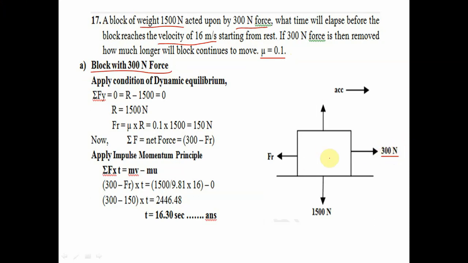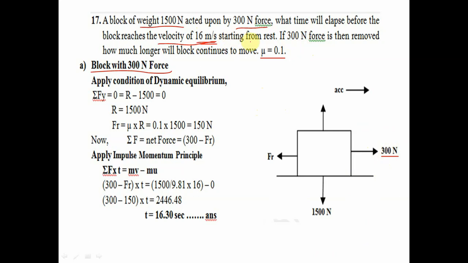After this, the block attains a velocity of 16 meter per second. After that, what happened? The 300 Newton force we have to remove. Means we have to draw the first free body diagram with the 300 Newton force, and second, again we have to draw the free body diagram of the body but without this 300 Newton force.